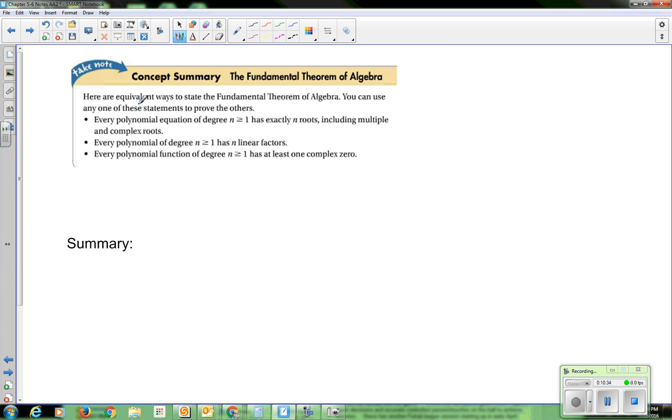So in summary, every polynomial equation of degree greater than or equal to 1 has exactly n roots, including multiple and complex roots. Every polynomial of degree n greater than or equal to 1 has n linear factors. And every polynomial function of degree n greater than or equal to 1 has at least one complex zero.